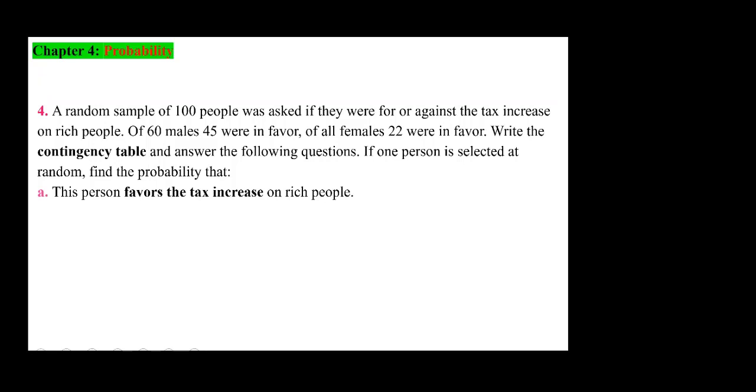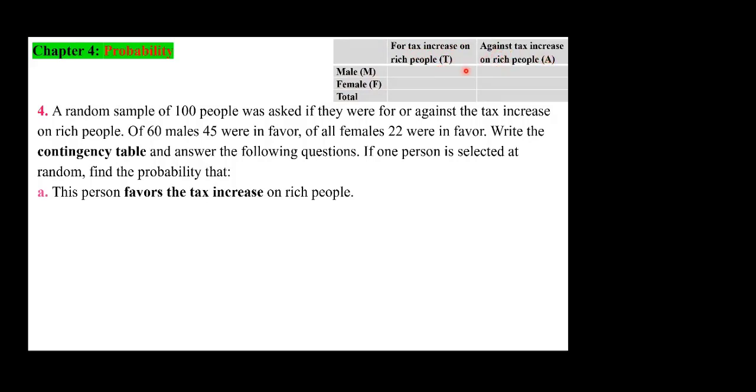So the most important part is to be able to come up with the contingency table accordingly. So male, we're going to use M, female, we're going to use F, just to make it easy when we want to write the probability. For tax increase, T for tax, against, A for against, just to give you an idea.